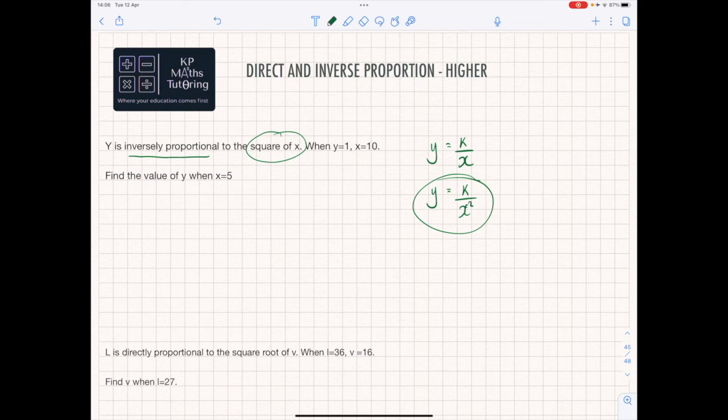So it's really important you understand that difference there. In the previous ones, there was no square or square root. In this example, we have got a squared in it. So now I just use that formula I've just created, and I follow the same process.